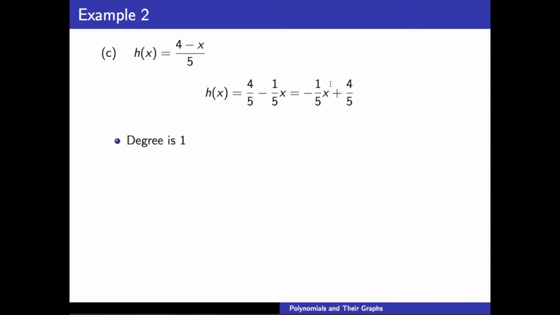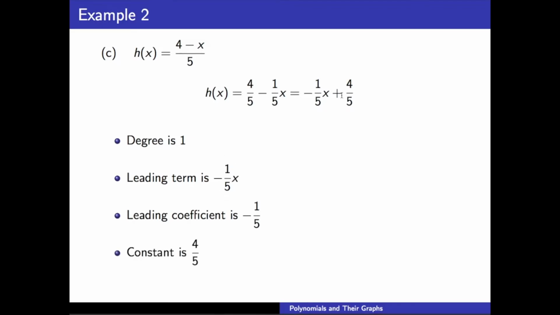Our degree is going to be 1. It's our highest power of x. Our leading term is negative 1/5 x. Our leading coefficient is the negative 1/5, and our constant is 4/5.